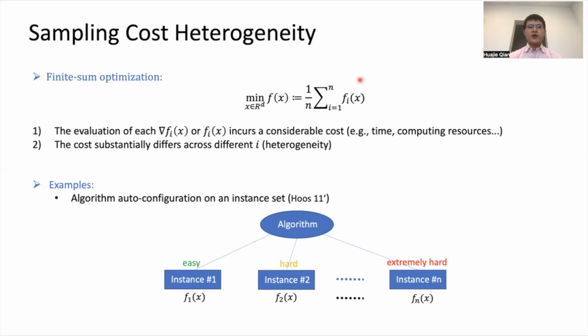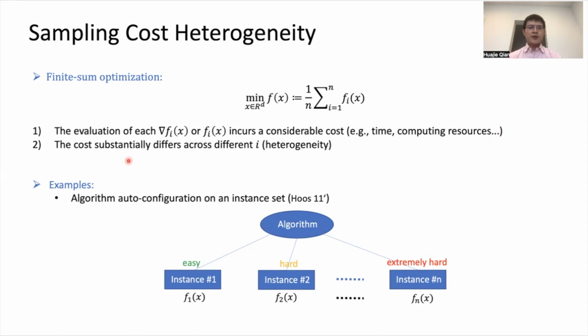Throughout this talk, we'll focus on the following general finite-sum optimization problem, which arises in many application domains, most notably in machine learning. But unlike the typical setting, here we are interested in a case where the evaluation of each function fi or its gradient can incur a considerable cost. So here the cost can mean things like time or computing resources or anything it takes to evaluate the function fi or its gradient. And in these cases, when you run an optimization algorithm, the sampling cost of the algorithm is of primary concern. And more importantly, we consider the heterogeneous case, meaning that the evaluation cost of different components fi can be substantially different. This is often overlooked in the current literature.